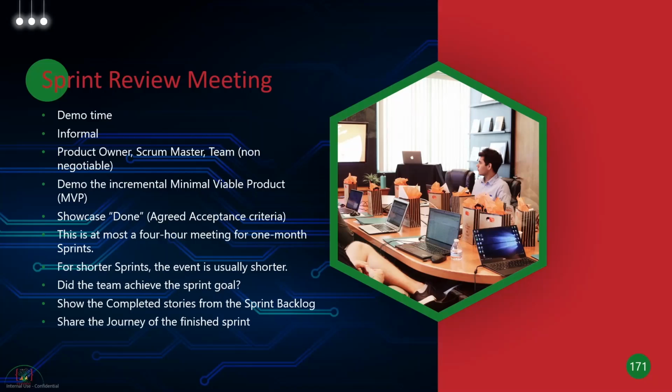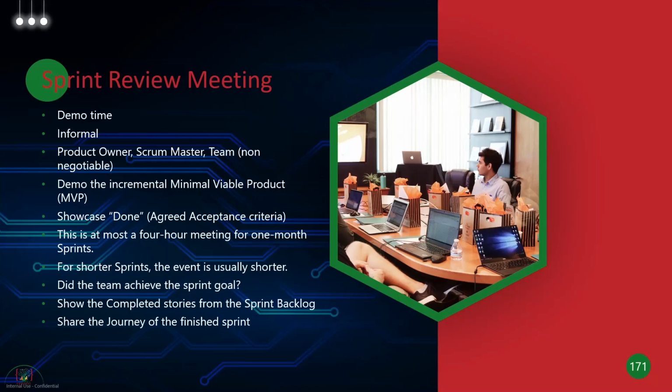It should be an informal meeting. You can have the product owner, Scrum Master, and the team. The team has to be there. It's non-negotiable. You demo the incremental minimum viable product here, the MVP. You have to show you've done whatever you had agreed on initially, the acceptance criteria. You have to show the done product.